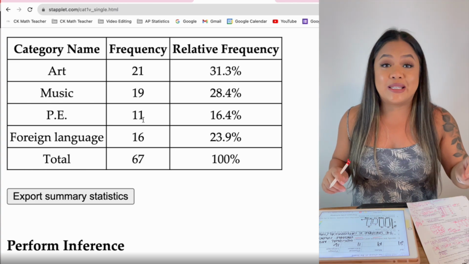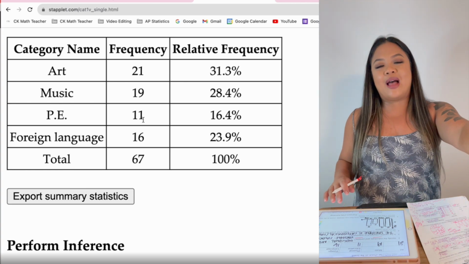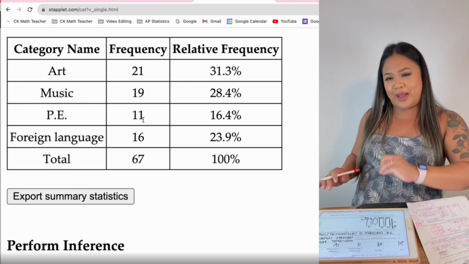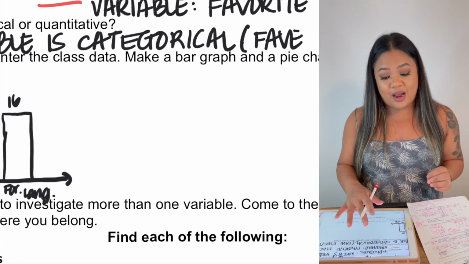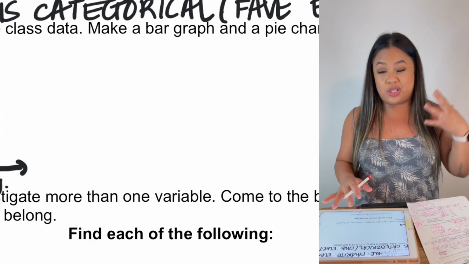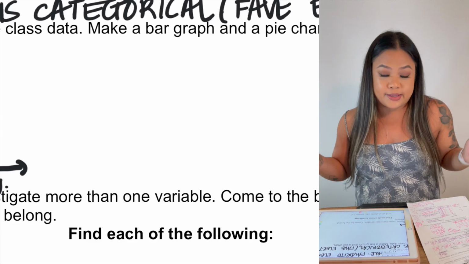So we're going to use the relative frequency to create our pie chart. Before I use the Staplet app, I want you to be able to do this also by hand. And I know we have trouble with percentages sometimes, so I want to make sure that you're getting used to making a pie chart in the case that you ever have to make one on the AP exam.